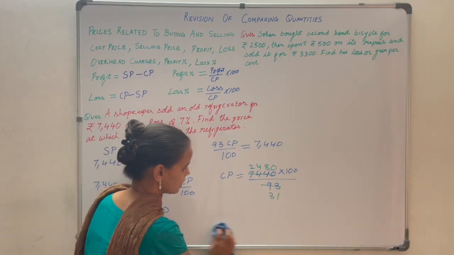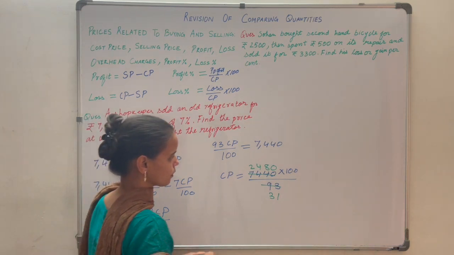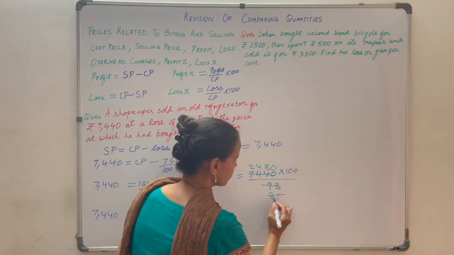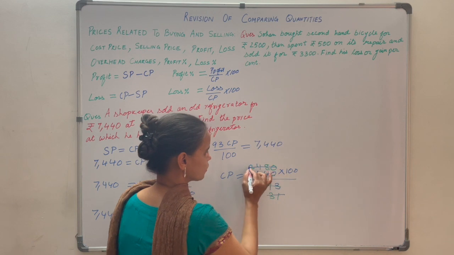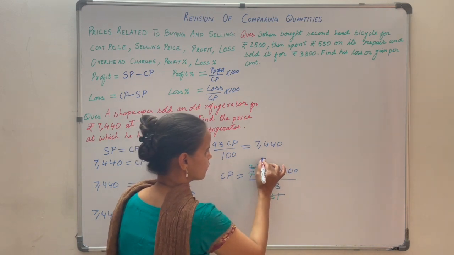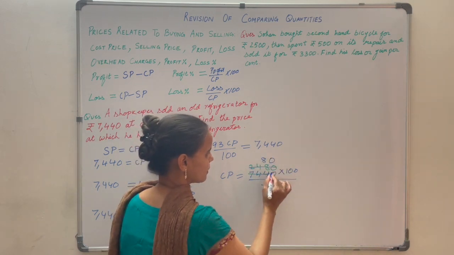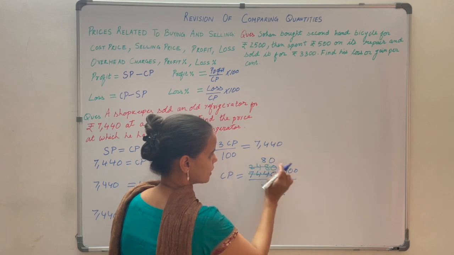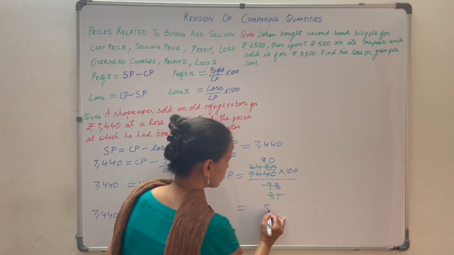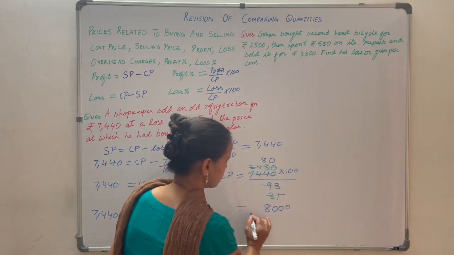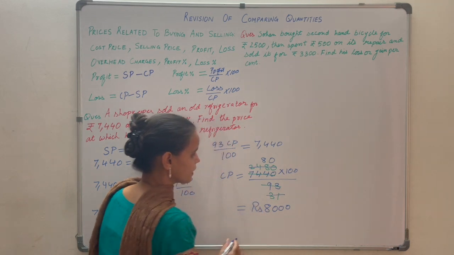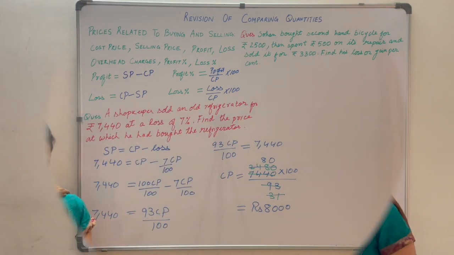So let us cancel now. So I am going to cancel this 31, and 248 goes by 8 and the 0 I am writing as it is. So 80 into 100 is 8,000. So your cost price is rupees 8,000.